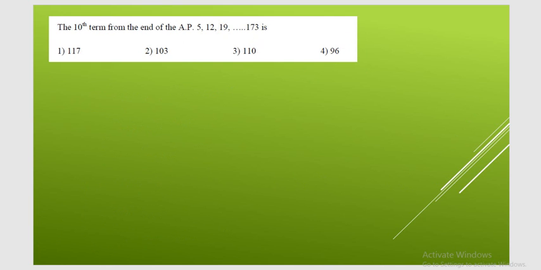This question belongs to the progressions chapter. Right. Now what has he given? The 10th term from the end. So he is not asking from the beginning. He is asking from the end. So we need to find out the 10th term from the end. First of all, we need to know how many terms are there.